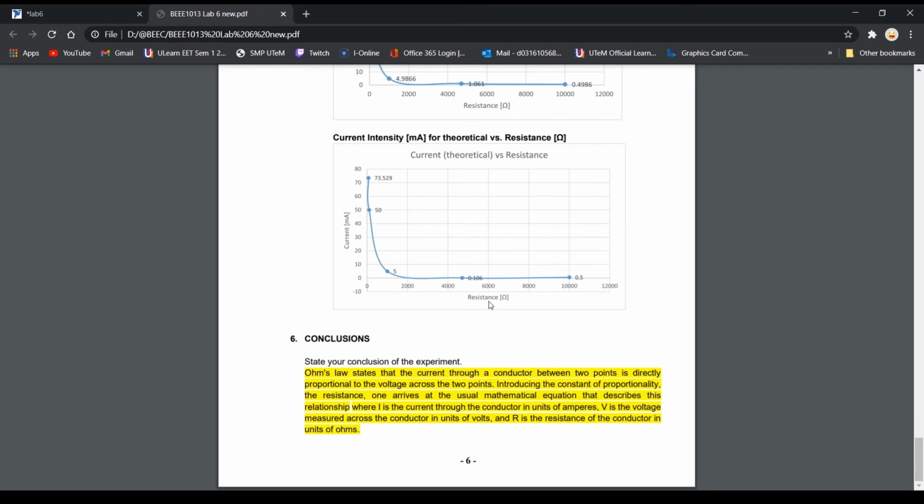Okay, and for the last part, the conclusion. Ohm's law states that the current through a conductor between 2 points is directly proportional to the voltage across the 2 points. Introducing the constant of proportionality, the resistance, one arrives at the usual mathematical equation that describes this relationship, where I is the current through the conductor in units of amperes, V is the voltage measured across the conductor in units of volts, and R is the resistance of the conductor in units of ohms.